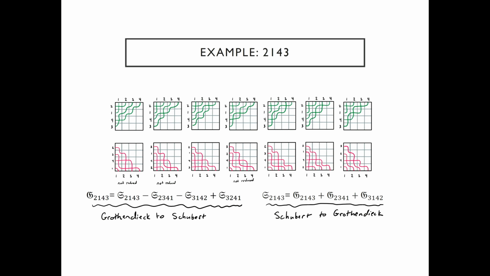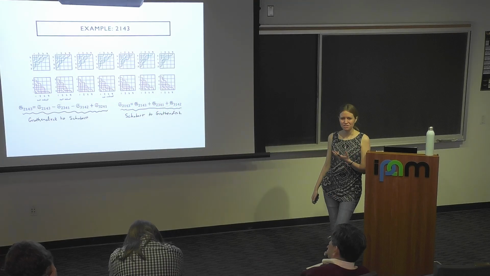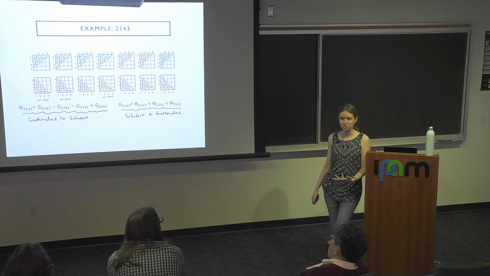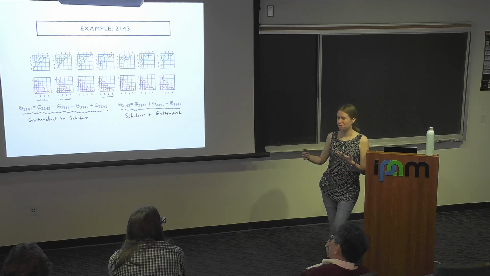So in principle, to write down Schubert to Grothendieck, it's always easy. You get to sum over just reduced things. But to write down Grothendieck to Schubert, you really have to go search through all the pipe dreams and then throw away a bunch of stuff, at which point you might as well have just written down the Grothendieck polynomial.